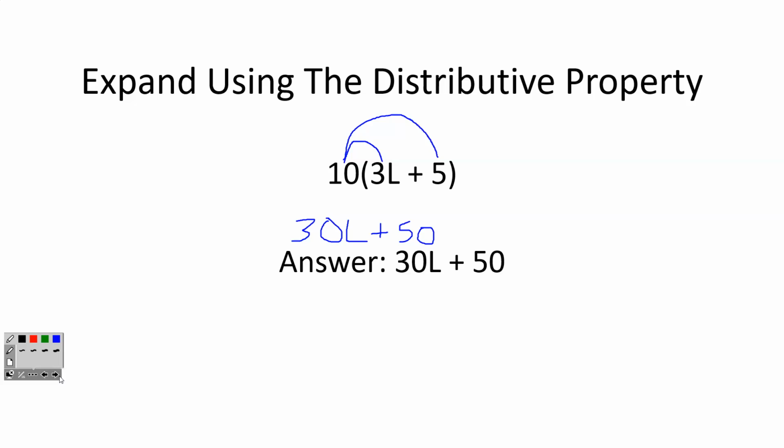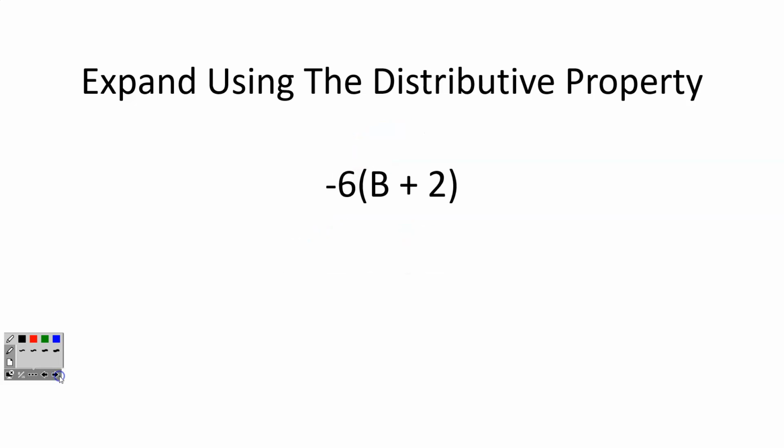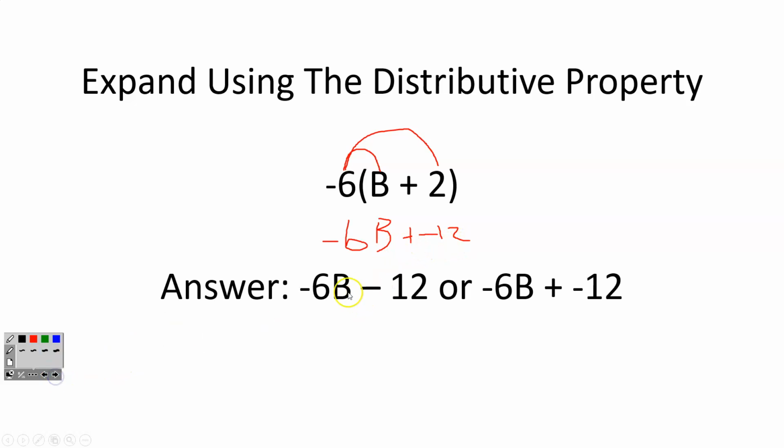So once again, remember, rainbows, we are multiplying. This time we've got a negative. -6 times b would give me a -6b. Rainbow. -6 times 2 would give me a -12. So you could put your answer as -6b plus a -12, or if you were to say -6b minus 12, that would be okay as well.